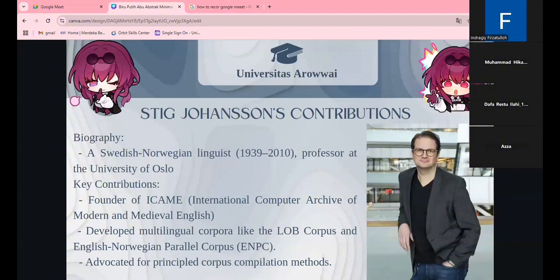These resources reflect his dedication to creating principled methods for compiling and analyzing linguistic data. Next slide.